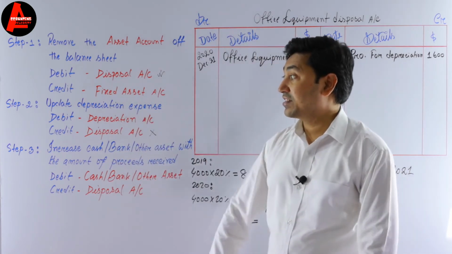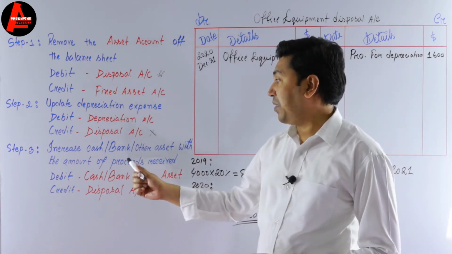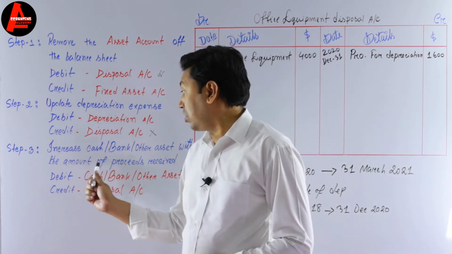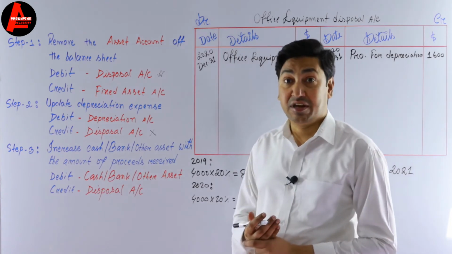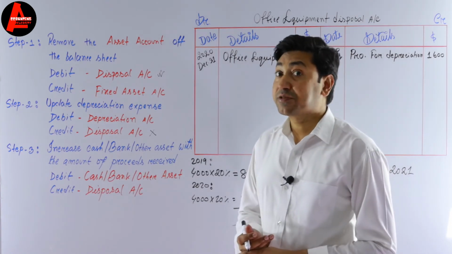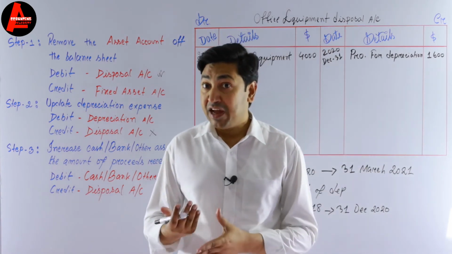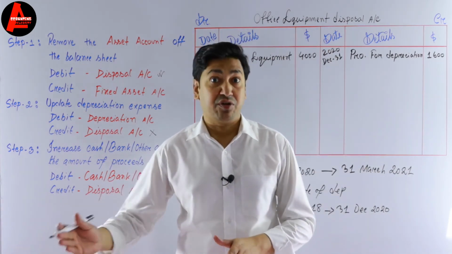Okay, third step here, increase cash, bank, other assets with the amount of proceeds received. Okay, that means after disposing, business received some money, maybe in cash, maybe by check, maybe other proceeds, whatever.